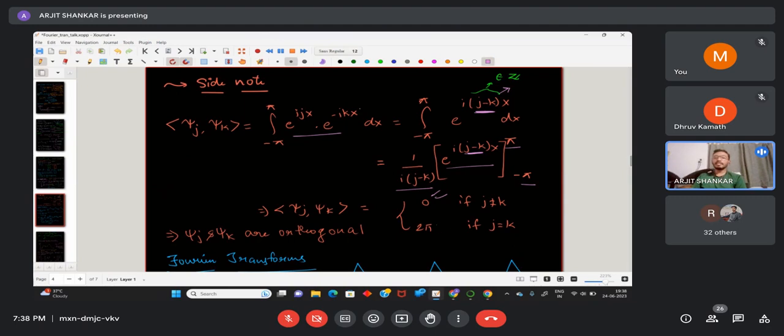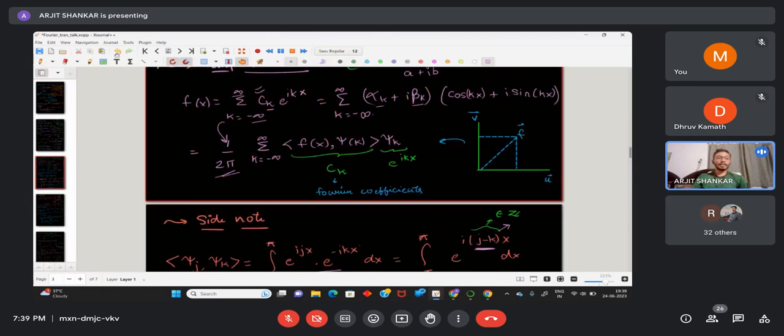You can perform this calculation, and if j is equal to k, then what will happen? Then this particular term will become 0, so this whole term will become 1, and again this will go to 0. So you will have to use L'Hopital's rule, and you can find out that this 2 pi is coming over here. And this is the reason why we are getting this 1 over 2 pi normalization factor over here.